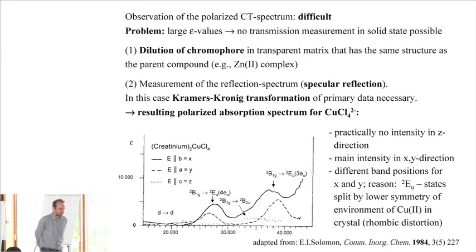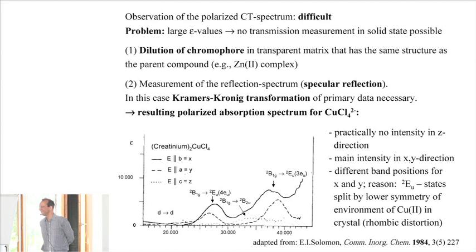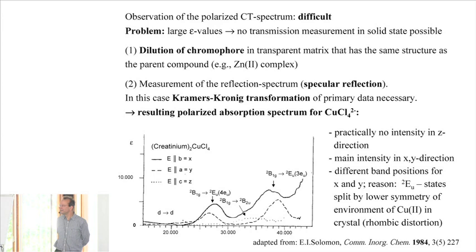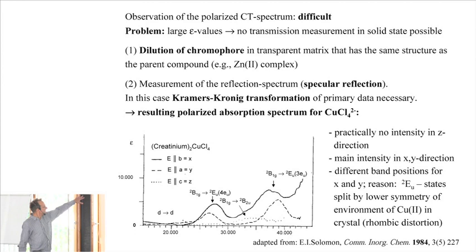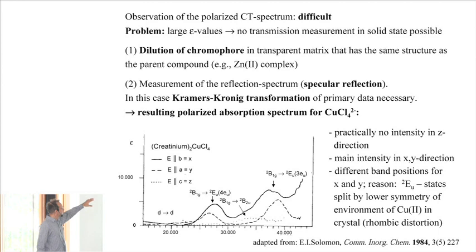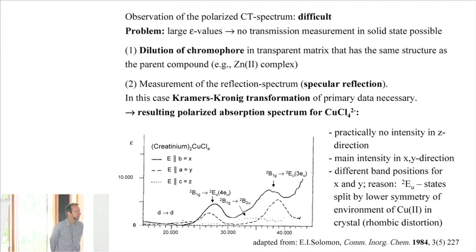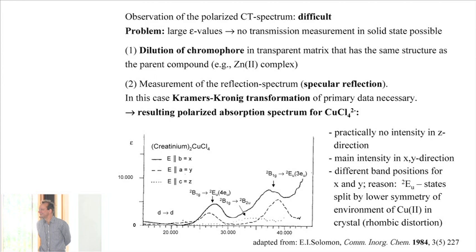Of course, one would also like to experimentally determine the polarizations of these charge transfer transitions. In doing that, the same way as with the ligand field transitions, it is difficult because you have to make your crystal so thin that it becomes unstable. Another possibility is to dilute your complex in a transparent matrix that has the same structure as the parent compound, and a popular approach is just taking the zinc compound, which also has the same structure as a copper compound, for example.